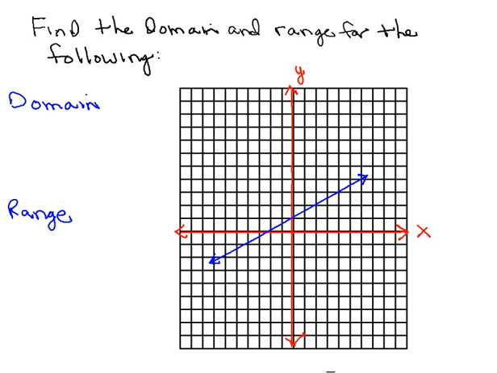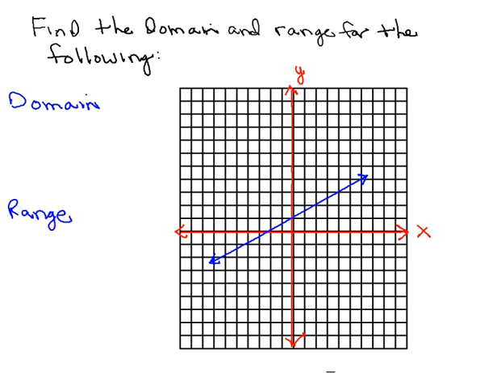Now in our next example, we're going to consider finding the domain and range for a line. In the example we just looked at, you remember that was a line segment that had a definite endpoint on the left and the right. Now the arrows here indicate that the line continues indefinitely to the right and to the left.